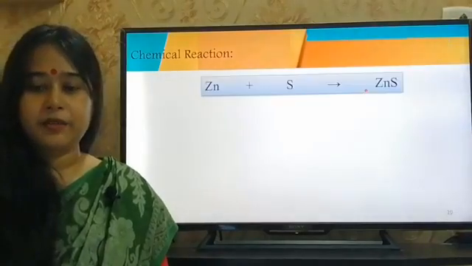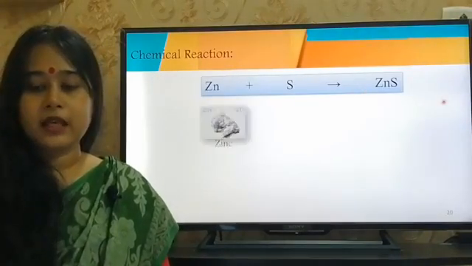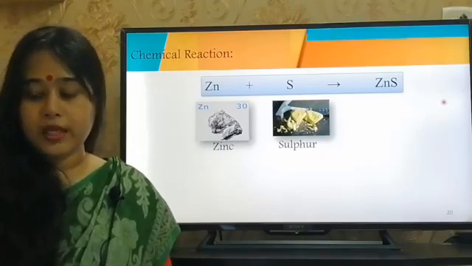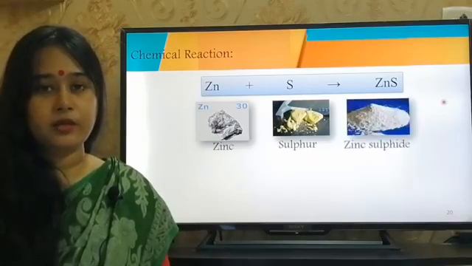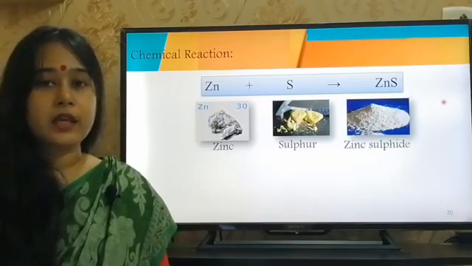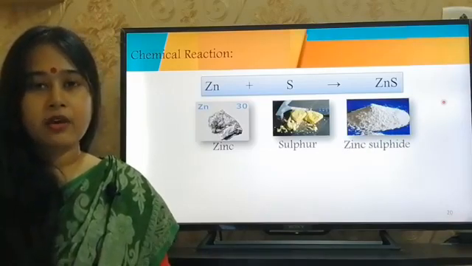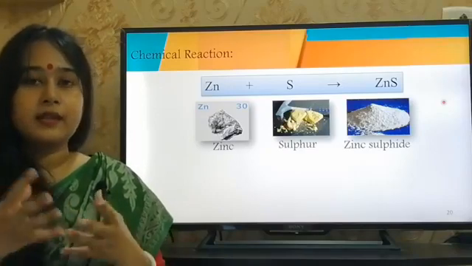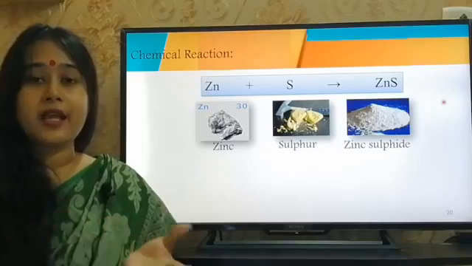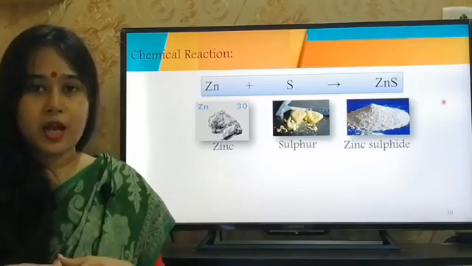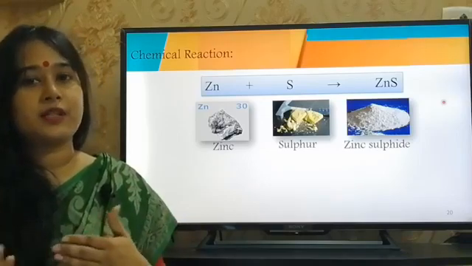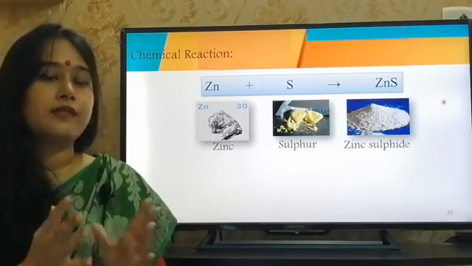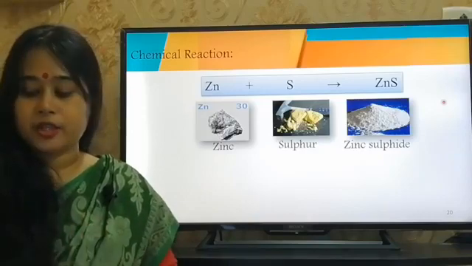Okay, let's see another example. Here we have zinc and sulfur. When these two elements combine with each other they produce a new substance called zinc sulfide. Here you can see zinc and sulfur, they both are elements. They are combining or adding to each other and making a new substance that is called zinc sulfide. So this is also an example of a synthesis reaction.